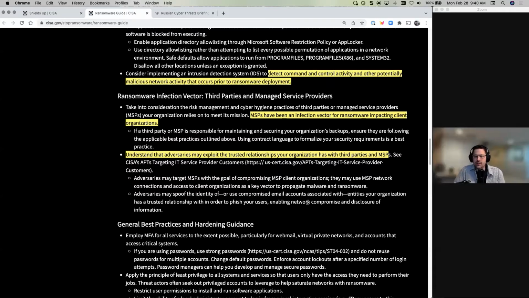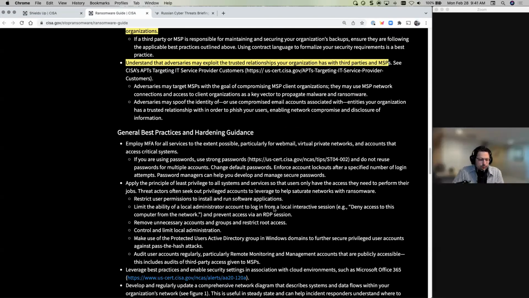Time and time again, we've seen the MSPs get infected, and these are prime targets for Russian state-sponsored actors, because if they can get inside the MSP, they can infect every single one of their clients. And so it's something you really want to be aware of and ensure that you got the right SLAs and the communication with your MSP provider. Cool.